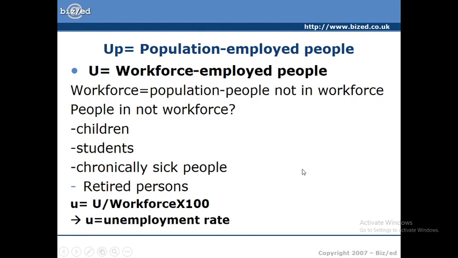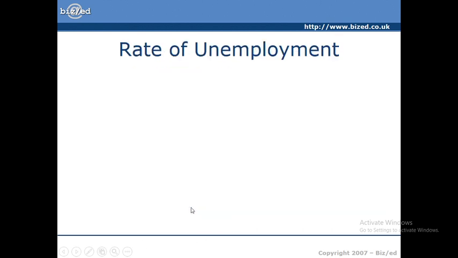How do you calculate the rate of unemployment? This is very essential for you. That means what percentage of people out of the total workforce is unemployed. So small letter u, the unemployment rate, is equal to U, that is people who are unemployed, divided by people who are in the workforce, times 100. You will get the rate of unemployment.